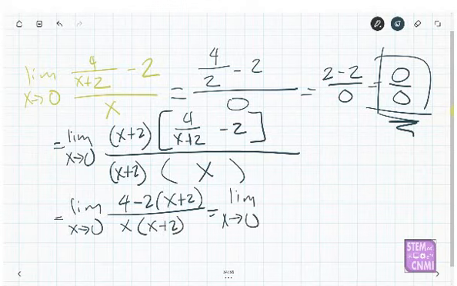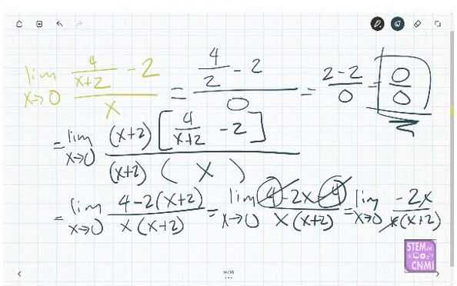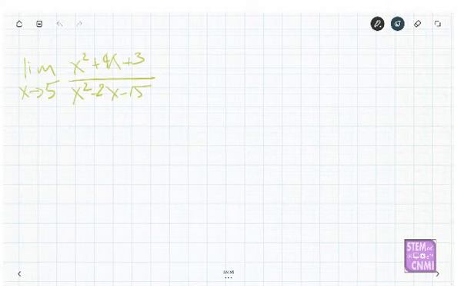The limit as x approaches 0 of 4 minus 2x minus 4 over x plus 2. These 4's cancel out, and I'm left with negative 2x over x times x plus 2, and these x's now cancel out. So I get the limit as x approaches 0 of negative 2 over x plus 2, which is quite nice because now I can directly substitute. Negative 2 over 0 plus 2 is negative 2 over 2, which is negative 1. And there's my limit.